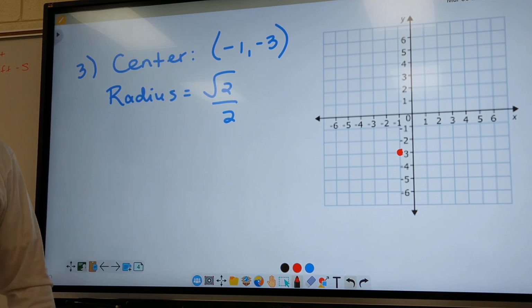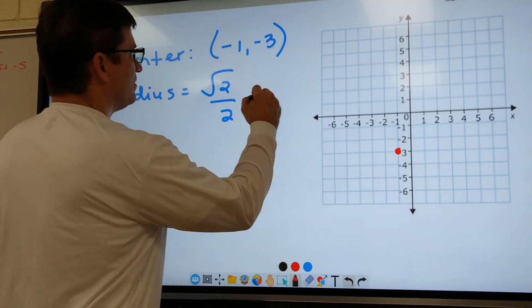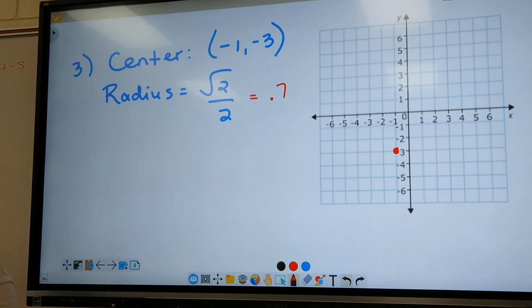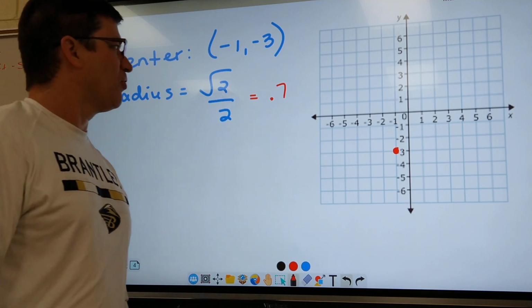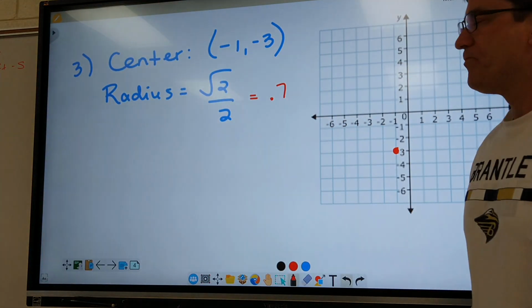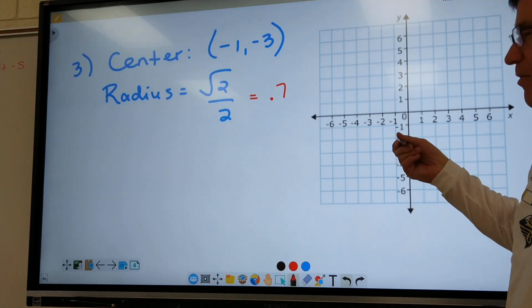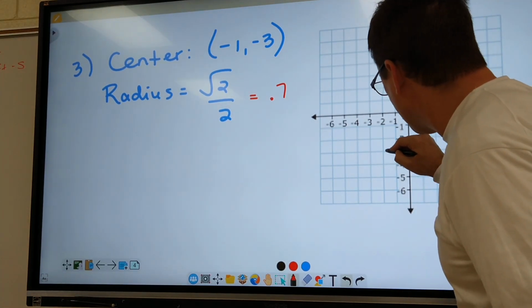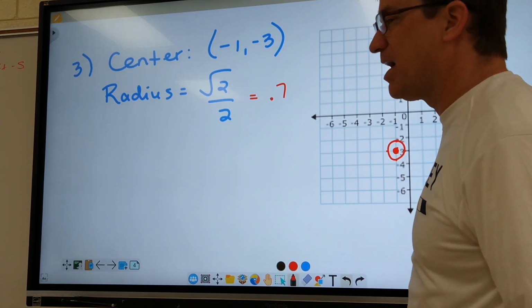Somebody make that a decimal, please. 0.7. Does everybody agree it's 0.7? You ain't going to round it up? Let's don't round it up. So, how do we go up 0.7? Well, if it was 0.5, you'd go halfway, right? So 0.7 is a little more than halfway in every direction. It's just going to be a real tiny circle on this one.